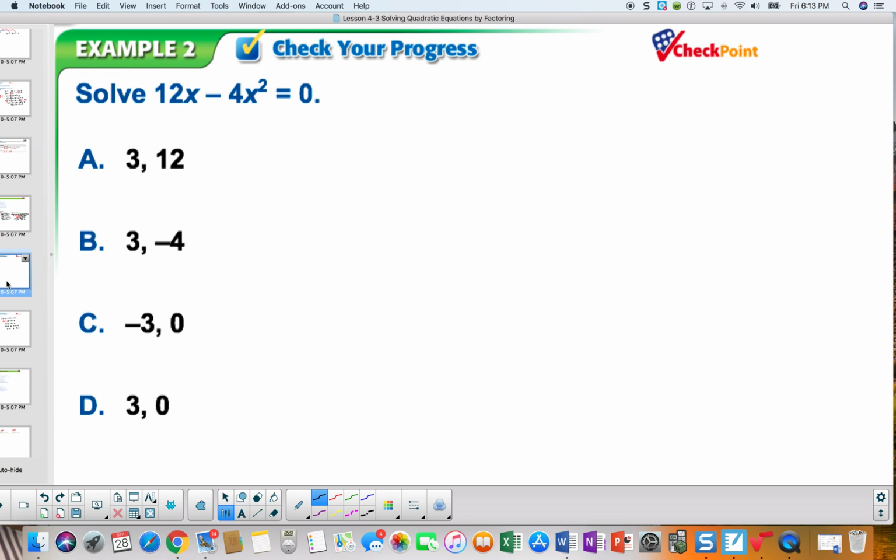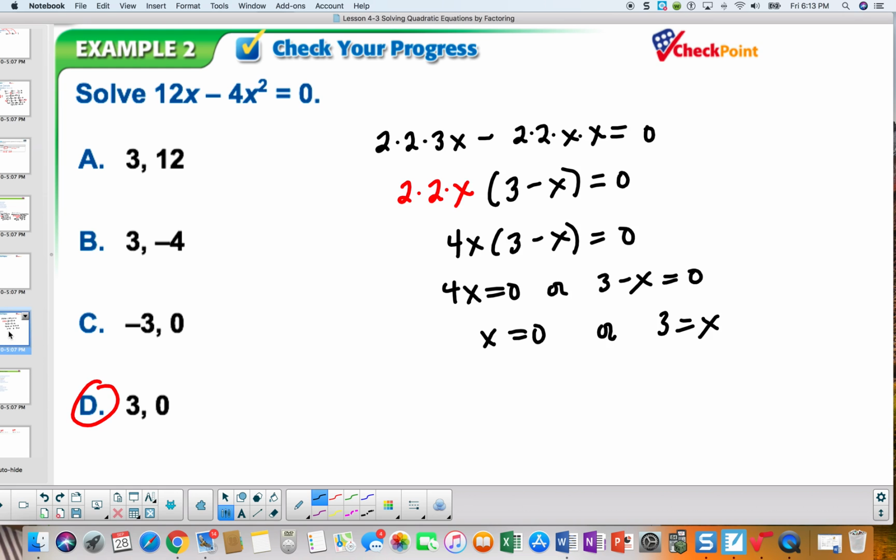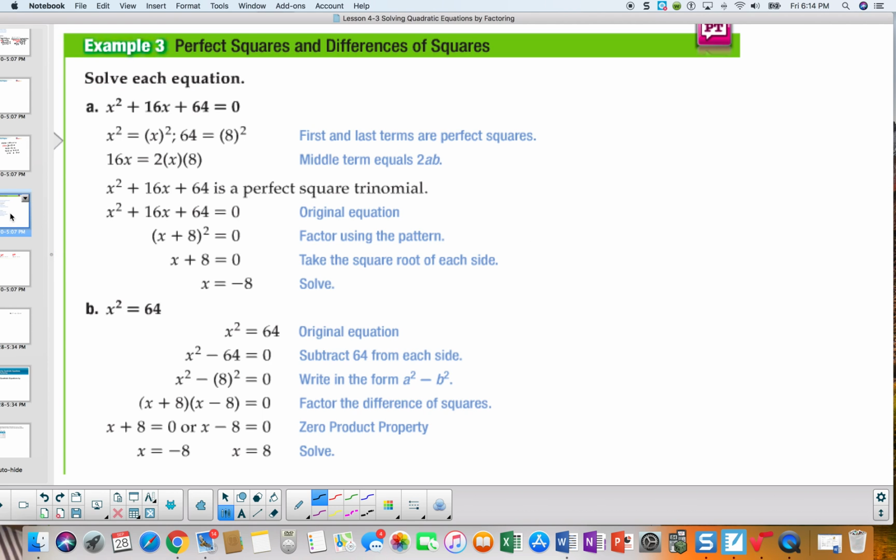All right, check your progress. Pause to see if you can do the problem. And this is another GCF factor technique. Okay, let's take a look at the perfect squares and difference of squares, because they have a different factoring technique.